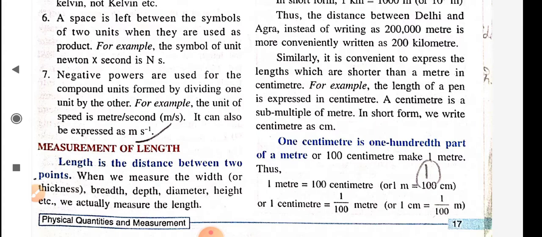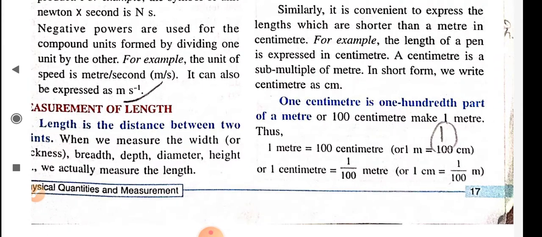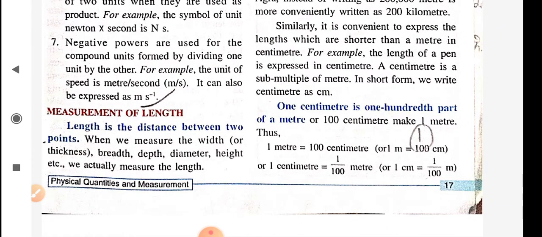Now move on to measurement of length. What is the meaning of length? Length is the distance between 2 points. Two points means, on a scale, from the first end to the second end is the length of the scale. And when we measure breadth, depth, diameter, or height, we actually measure length.